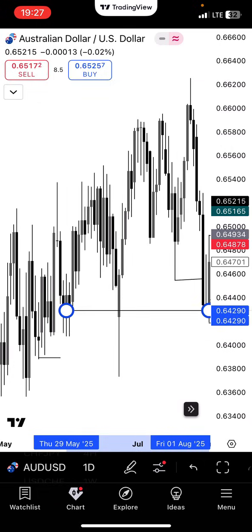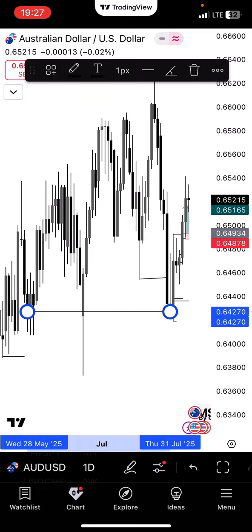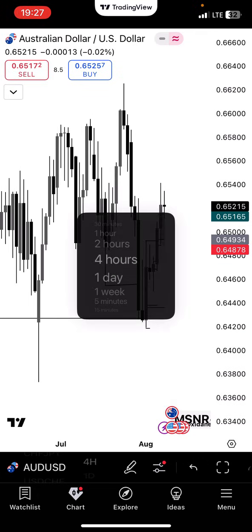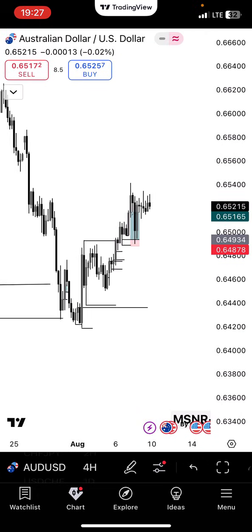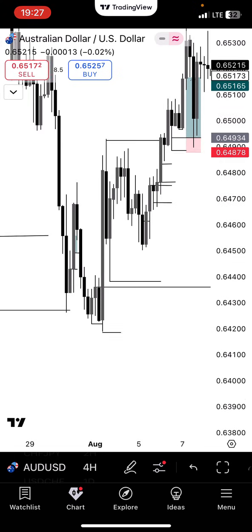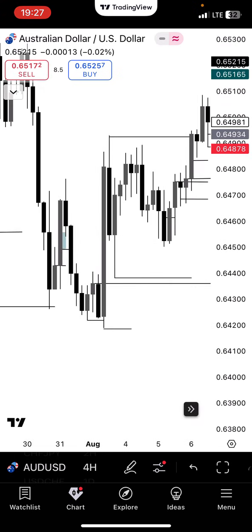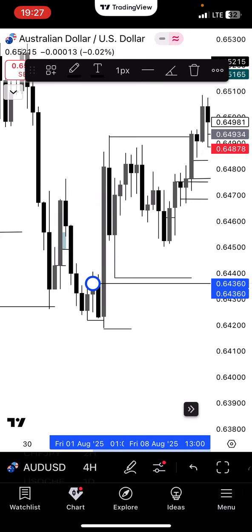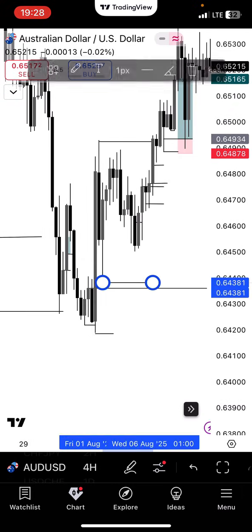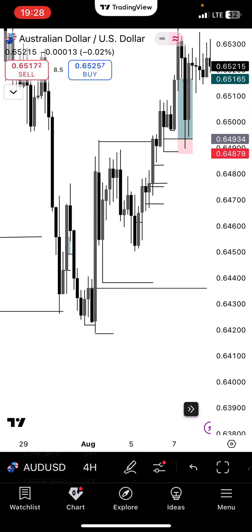So when market tapped into this V-shaped key level, what did I do? I simply moved down to 4-hour time frame. Then I look for what? My break of structure to the upside and liquidity sweep. So this is my liquidity sweep and this is my break to the upside. Then this is my inducement. So there must be inducement close to your key level before you can take that trade. Inducement validates your entry. You understand? So this is my inducement.